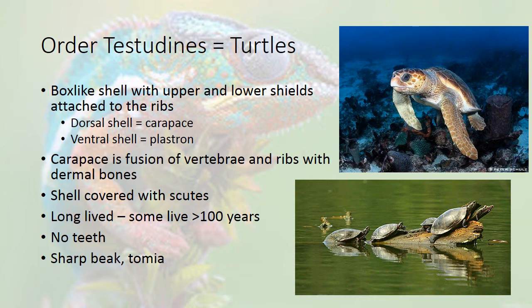There's the upper and the lower shields that attach to the ribs. The dorsal shell, that's the one on the back, is called the carapace, and so I think of it, that's what they carry on their back, is the carapace. And then the plastron is that shell on the ventral side, and I think of it as it's plastered on there. The carapace is a fusion of vertebrae and ribs with the dermal bones, so it's really part of their skeleton. Their shell is covered with these little shield-like pieces, and those are called scutes.